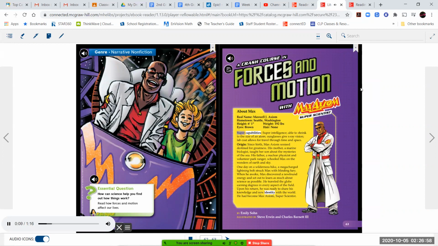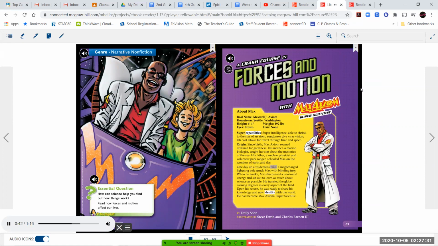About Max: super capabilities, super intelligence, able to shrink to the size of an atom. Sunglasses give X-ray vision. Lab coat allows for travel through time and space. Origin: since birth, Max Axiom seemed destined for greatness. His mother, a marine biologist, taught her son about the mysteries of the sea. His father, a nuclear physicist and volunteer park ranger, schooled Max on the wonders of earth and sky.